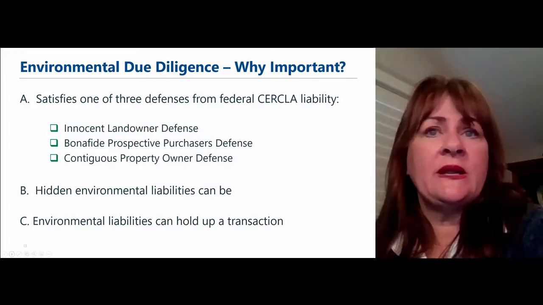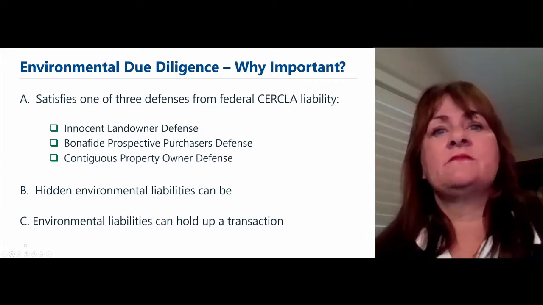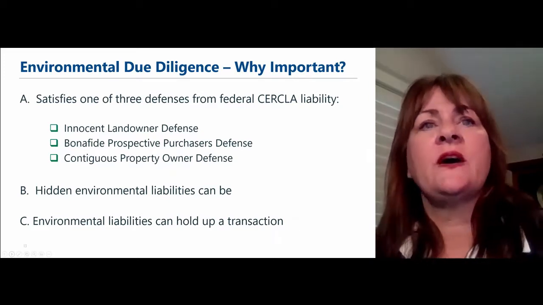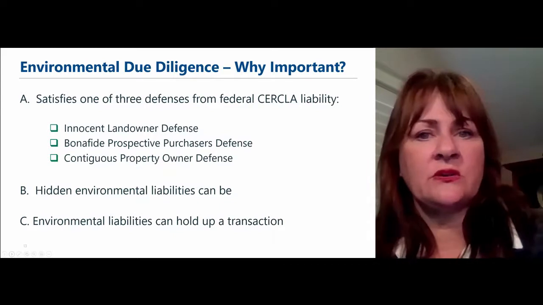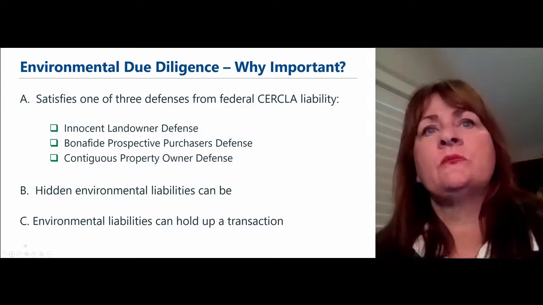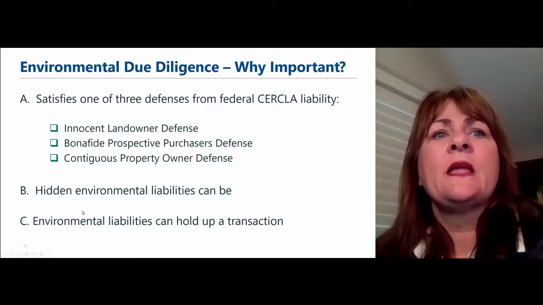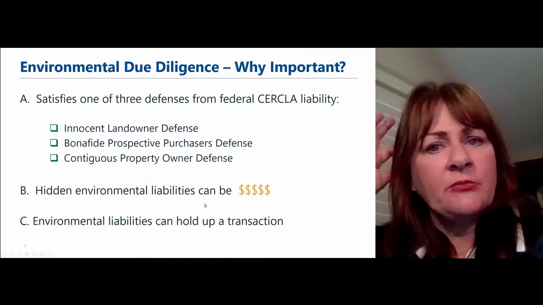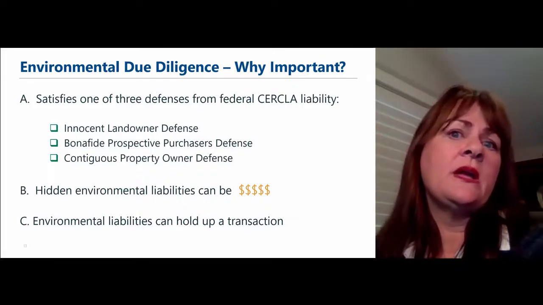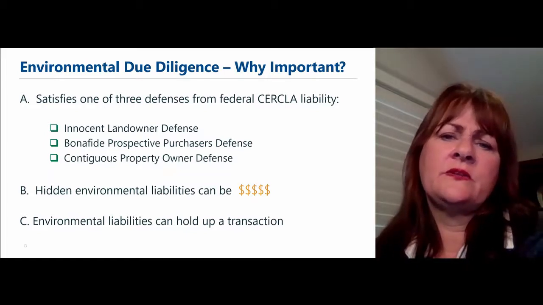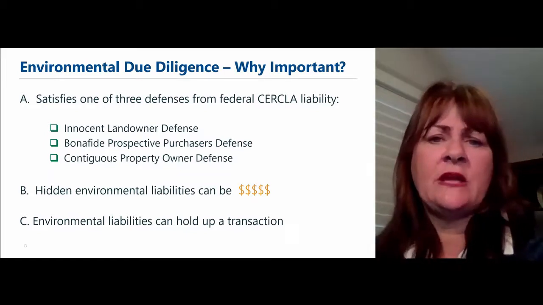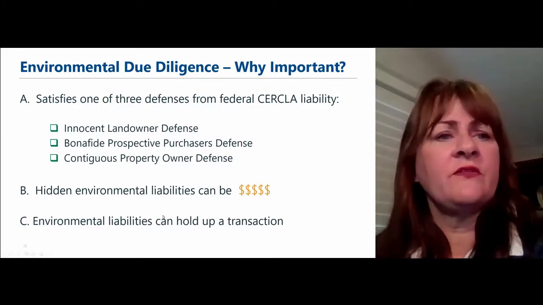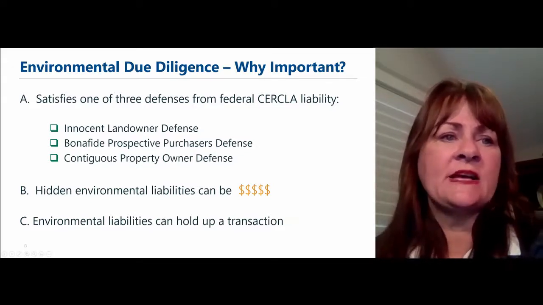You've got an adjoining property that may have had some contamination that's leaking onto your property, maybe through the groundwater or through spills on the surface. You can qualify as a contiguous property owner, all under this federal CERCLA defense. So that's why it's so important to do environmental due diligence. Hidden environmental liabilities can be expensive. So performing a proper environmental due diligence review of your property, really for any property that the tribe is going to acquire, even if it's in fee, you're going to want to take a look at this before you purchase it. And obviously environmental liabilities can hold up a transaction.